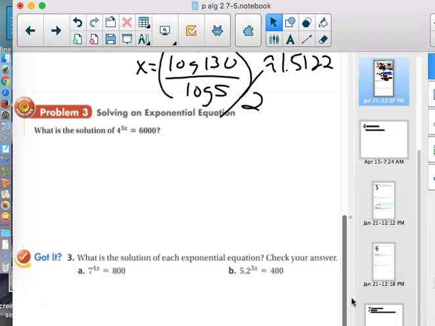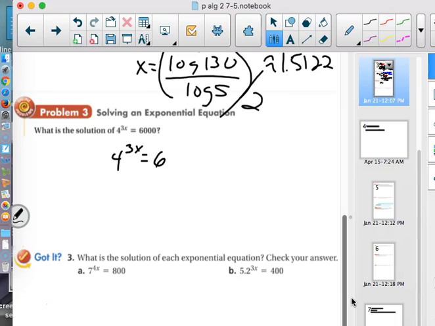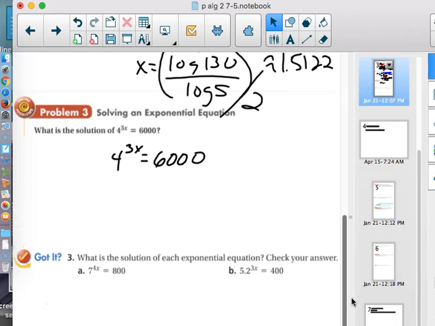how about something that looks like this? Solving an exponential equation, 4 to the 3x equals 6,000. It is a big number. So, would you stop and say to yourself, okay, 4 is 2 squared, I wonder if 2 to the something is 6,000? Would you even bother with that on this one?